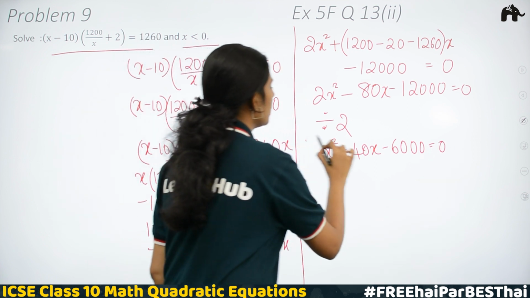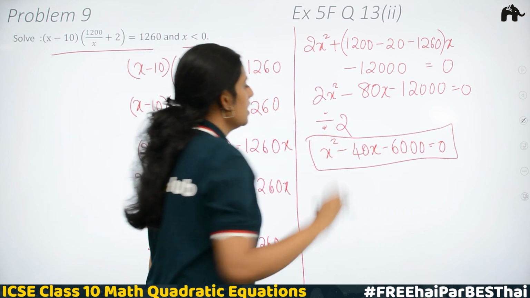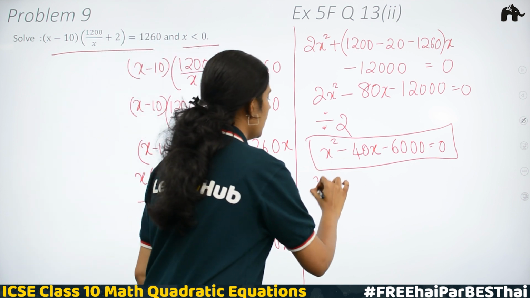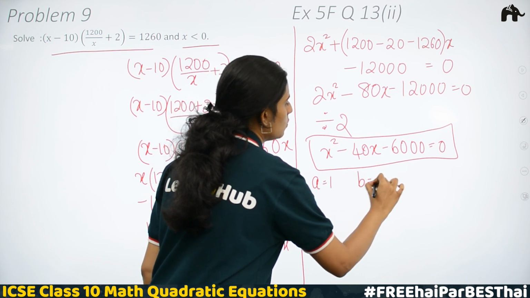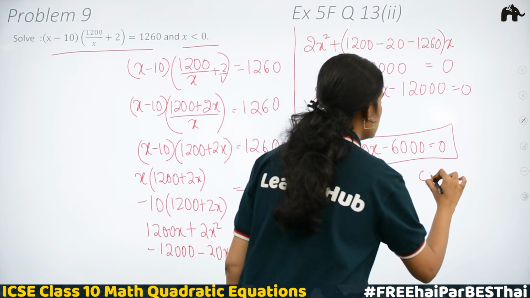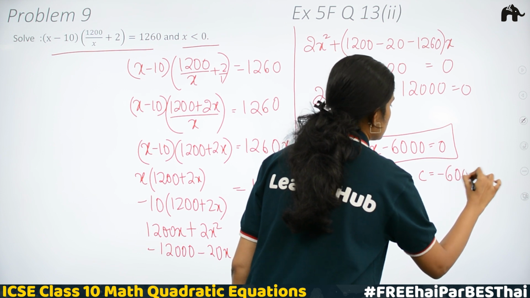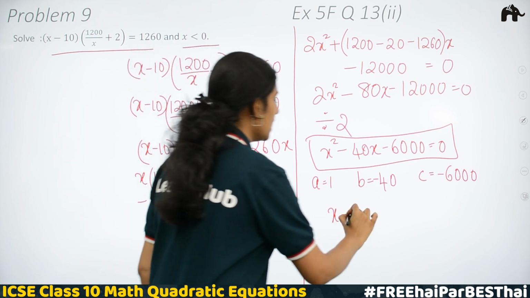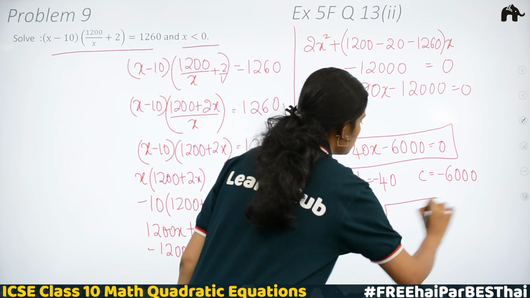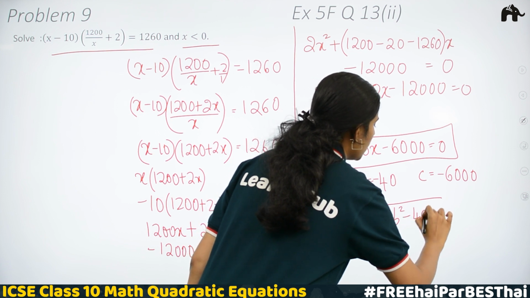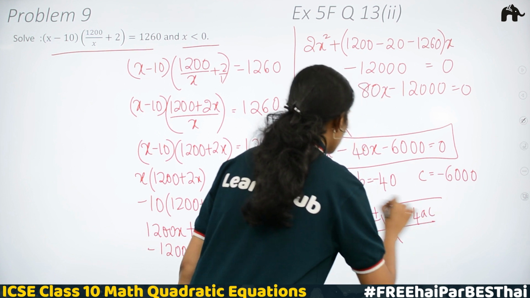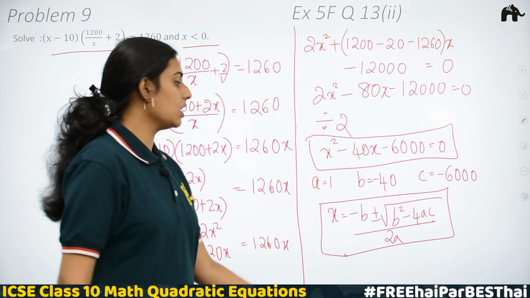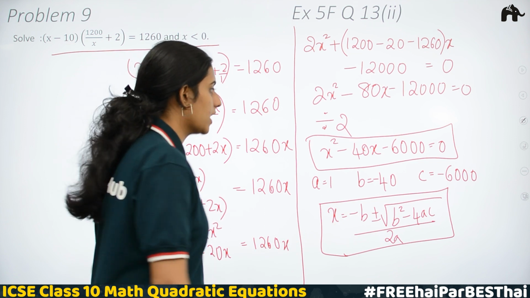Now we have the quadratic equation ready. Just need to solve this equation to get the values of x. Here a is equal to 1, b is equal to minus 40 and c is equal to minus 6,000. Our formula is x is equal to minus b plus or minus root of b square minus 4ac by 2a. Whatever be the question, if you are using this formula, mention this formula because it carries a mark.